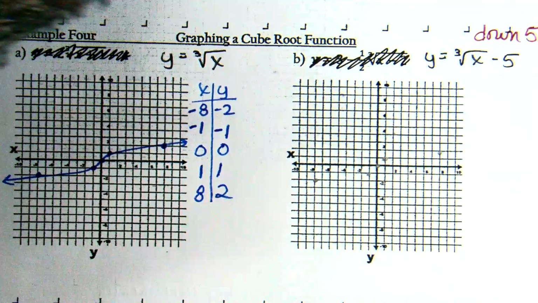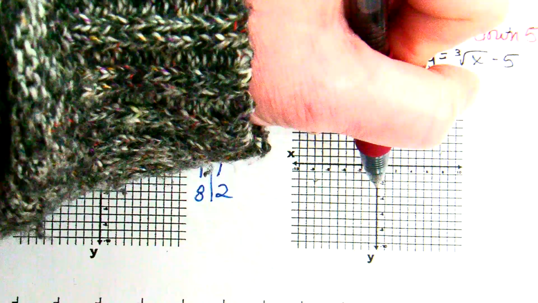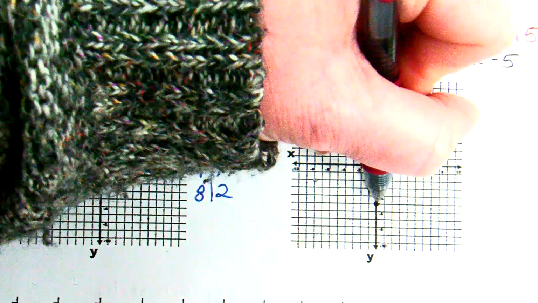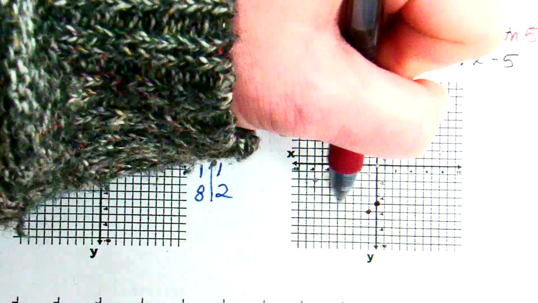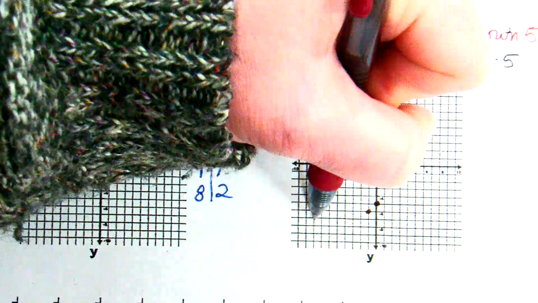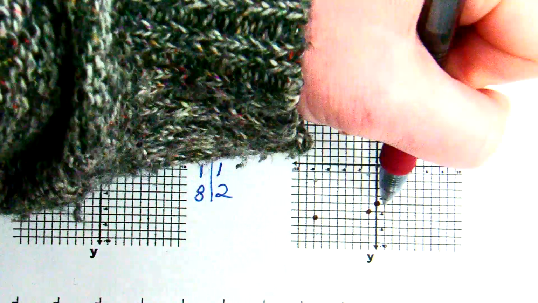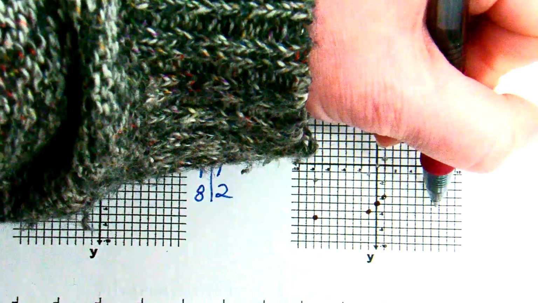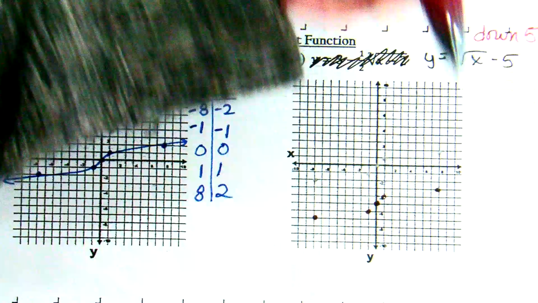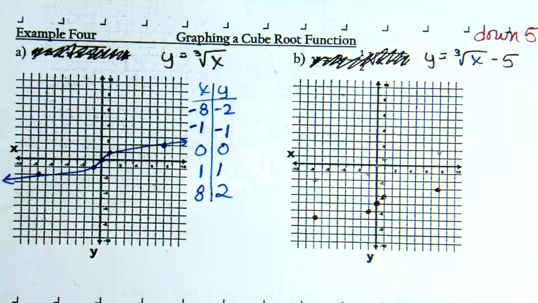So if I move my center dot down 5, there's my new centering if you want. From there I can go left 1, down 1. I can go left 8, down 2 from that point. Right 1, up 1. Right 8, up 2. Or as we said, it's down 5 from all the other dots.